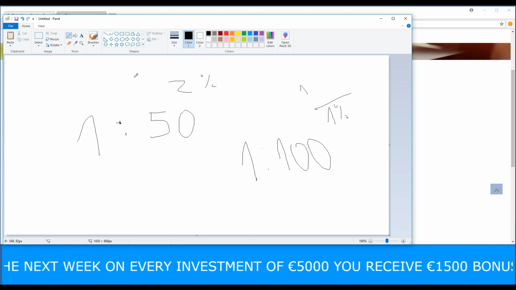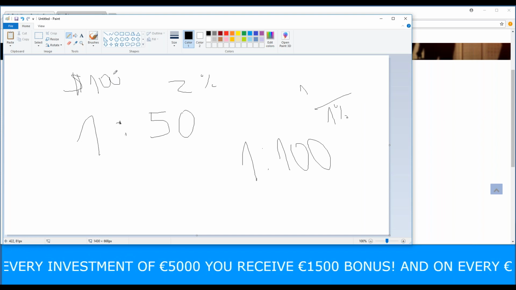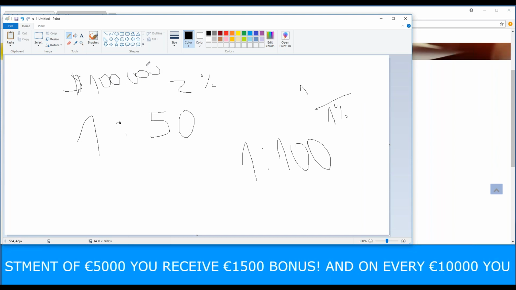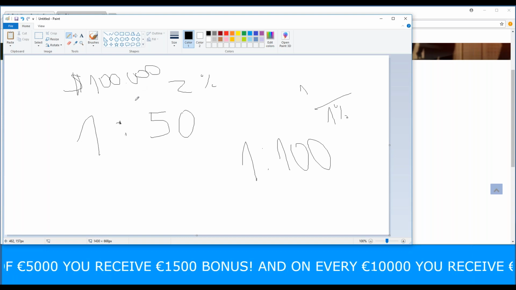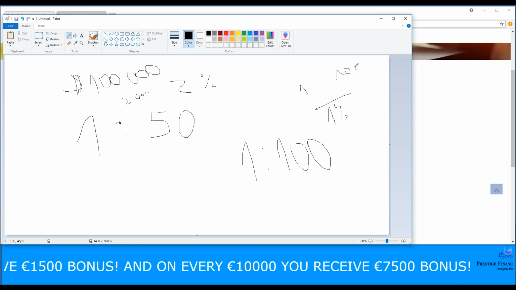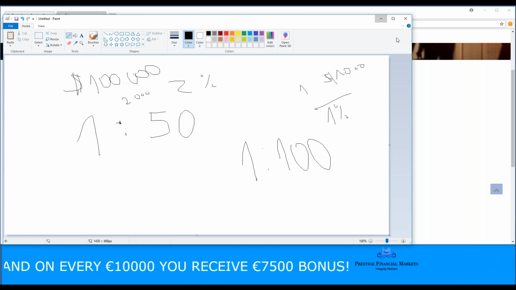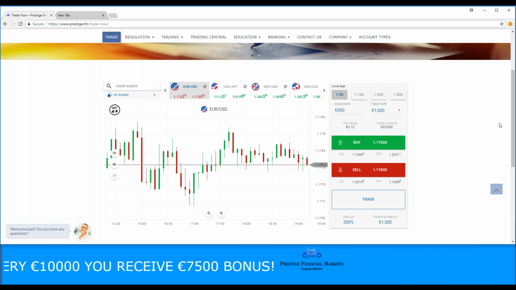So in this case, if you are making a trade of, let's say, 100,000, you just need a 2,000 deposit, and in this case 1,000, to make that trade. Okay, I hope I was a little bit clear.